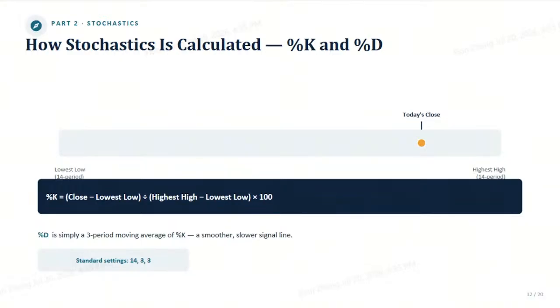a high reading. %D is simply a smoothed, moving average version of %K, usually averaged over 3 periods. It acts like a signal line, similar to how a moving average smooths out a jumpy price chart. On most platforms, you'll see the standard settings written as 14, 3, 3, referring to the look-back period, the smoothing, and the signal line period. You don't need to calculate any of this by hand. Your platform draws both lines automatically. What matters is knowing that %K is the faster, more reactive line, and %D is the slower, smoother line that helps confirm signals, which we'll use in just a moment.